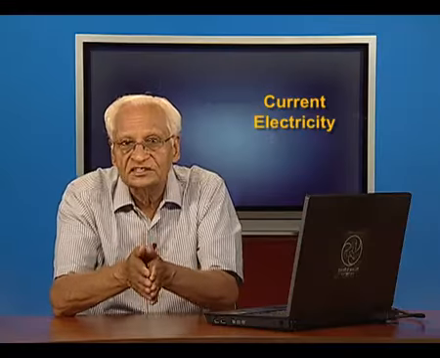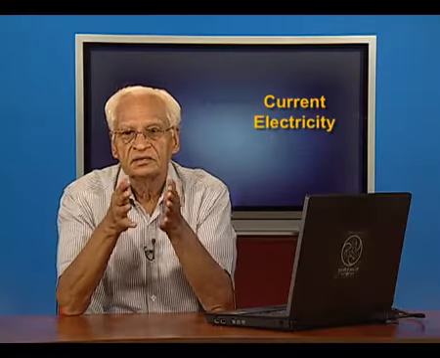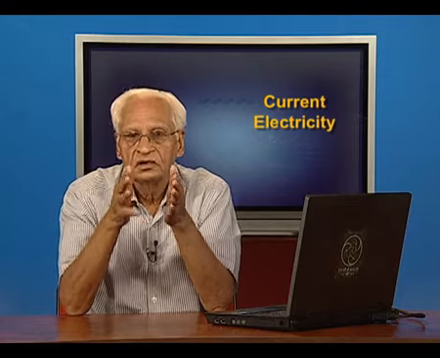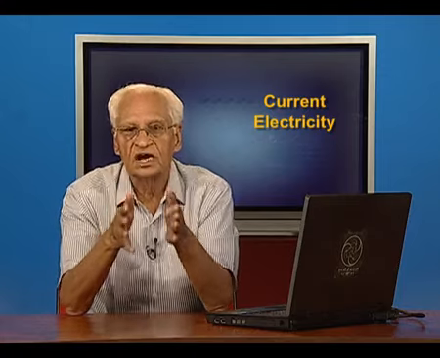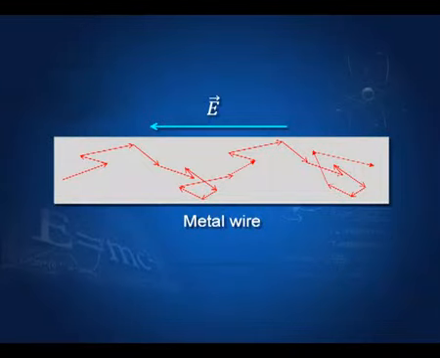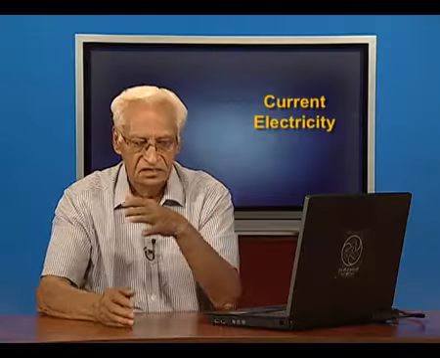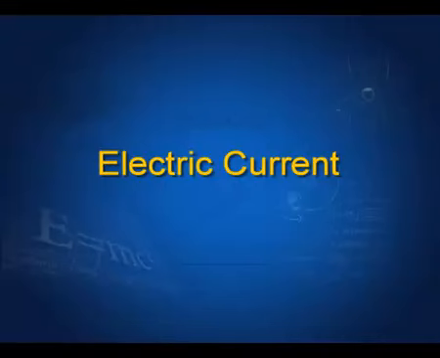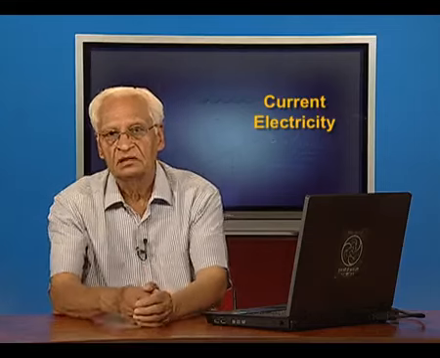Now, in this lecture we shall take up the question of the motion of charges in a metallic wire, and the motion of charges constitutes a current. So, we start with electric current. First of all, let us see the nature of conduction in metals.